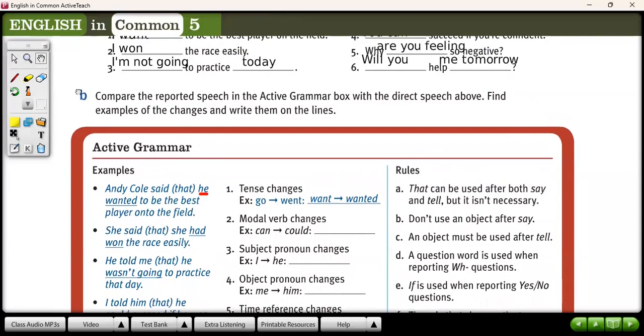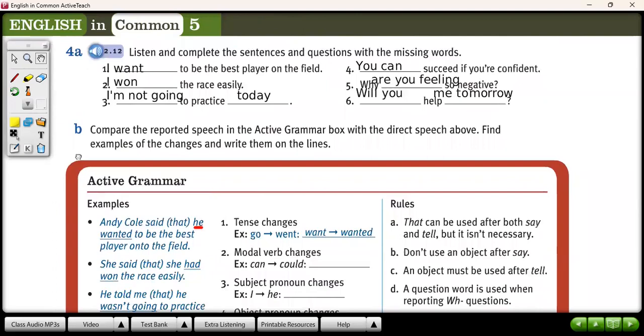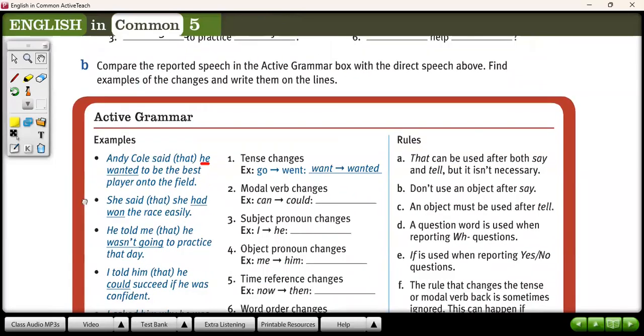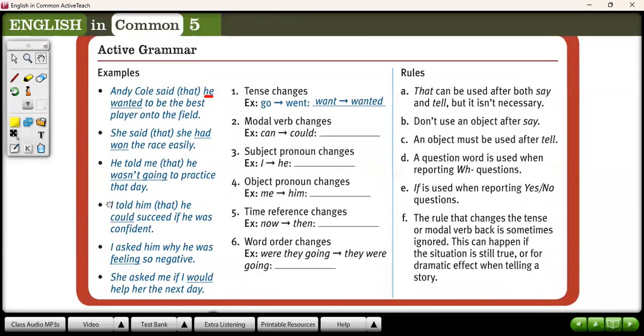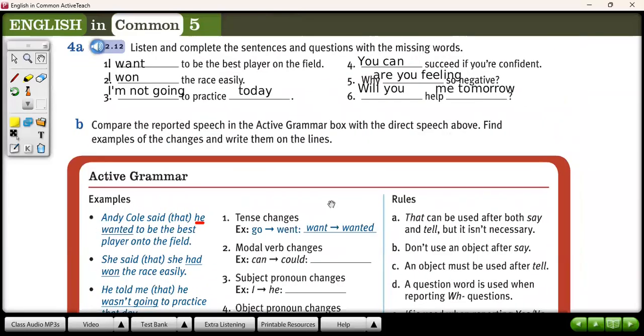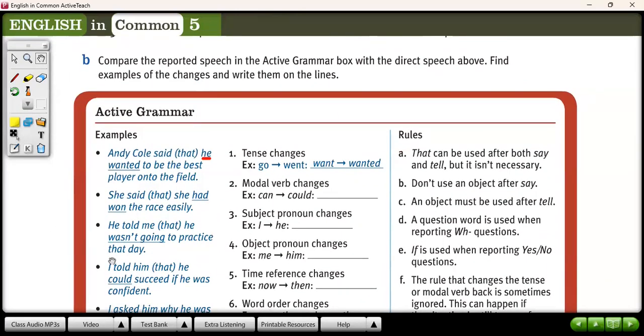Let's keep looking at more examples. You can succeed if you're confident. I'm using here the modal can. Modal verbs need to be changed again in the reporting speech. Modal verbs need to be changed when reporting speech. So let's see how it's going to be. I told him that he could succeed if he was confident.